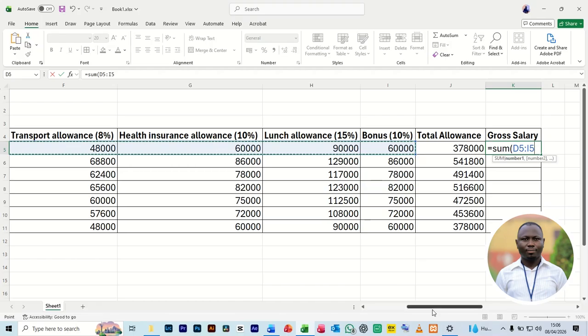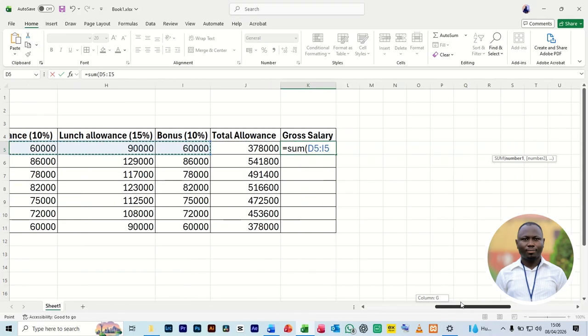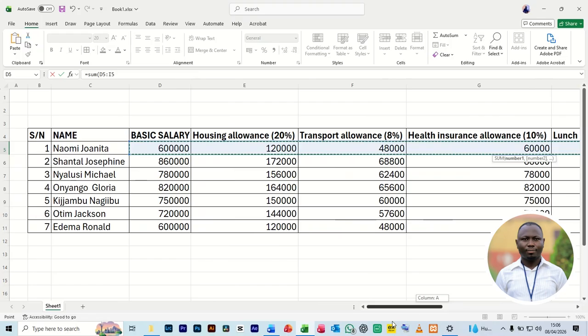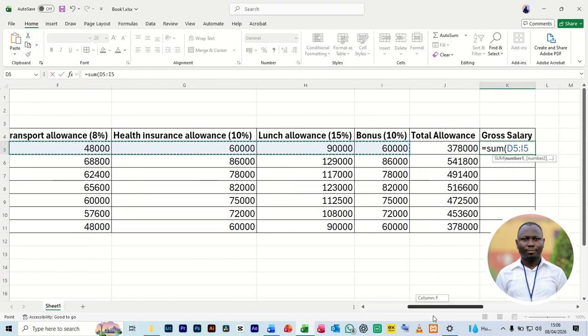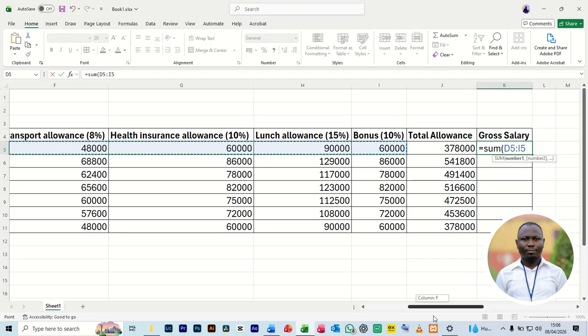which is giving it a range running from D5, because our basic salary is in D5, and our allowances start from there up to I5. So you can bring it up to I5. That is one way of doing it. You close bracket, you hit enter, you're going to get your gross salary.